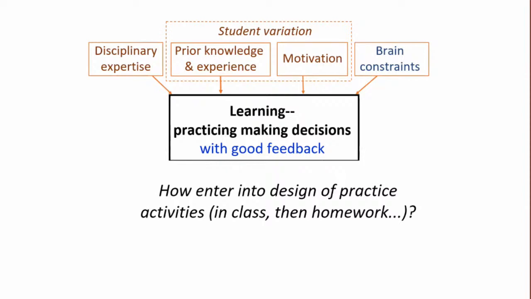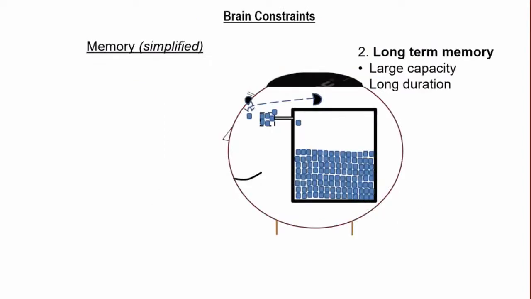And so the student has to be motivated to put in that mental effort. But the brain constraints are something that cognitive psychologists know well, but are really badly neglected by most university teachers. And so I'll say a little more about that. And the important thing is the memory.